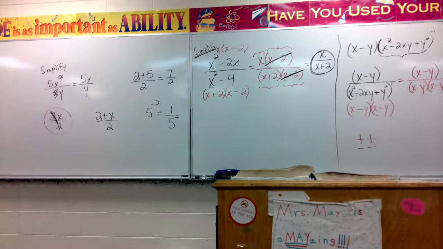So what can I do? Cancel one of those. If I cancel the whole thing, that's allowable. So my answer is just x minus y then, right? Right. The whole top, it's 1 over x minus y.